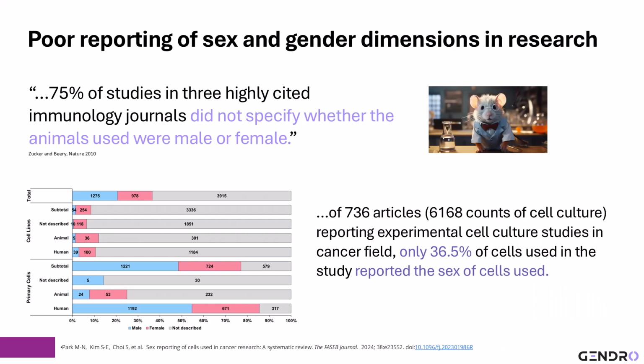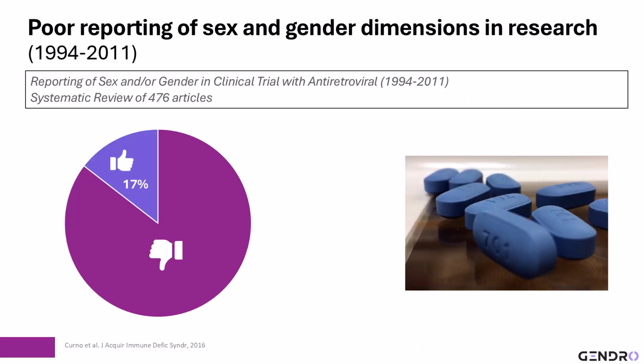But we see those biases also in preclinical research. Again, studies have shown that 75% of studies in highly cited immunology journals did not specify whether the animals used were male or female. And in another review of articles with experimental cell culture, similarly, only about a third, 36.5%, of the studies reported the sex of the cells. So it shows how much lack of knowledge we have, even already in the preclinical and animal studies. And poor reporting of sex and gender dimensions has been widely documented.